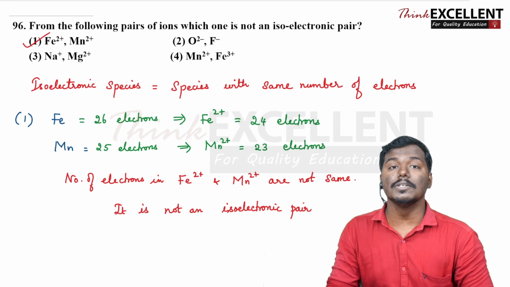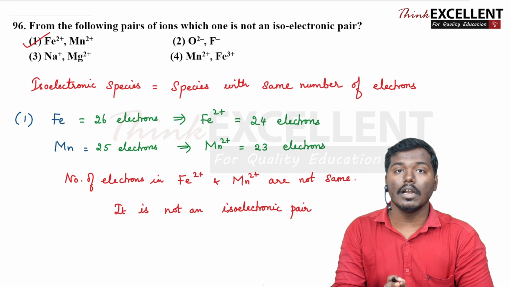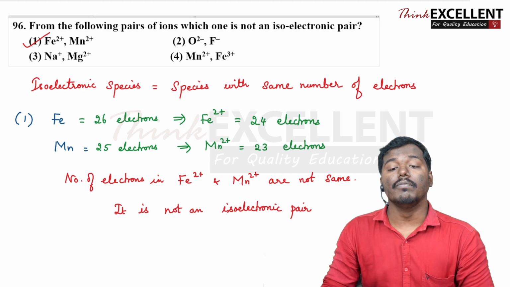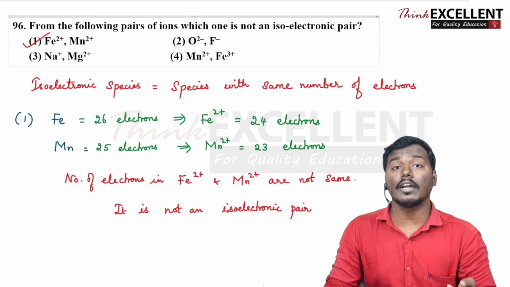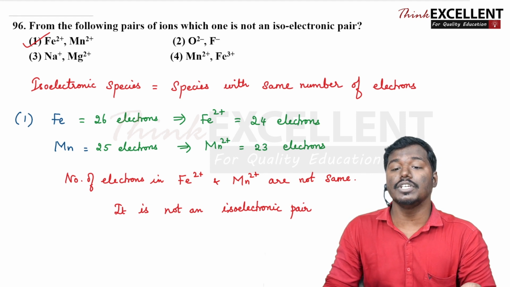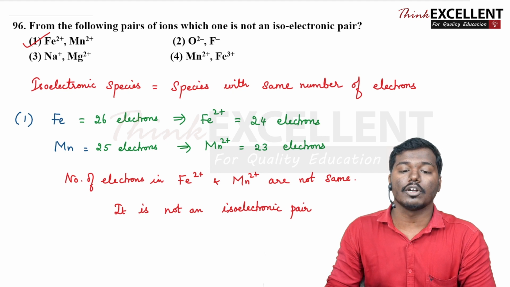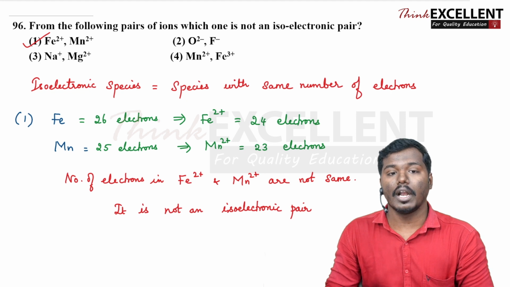We can see that a simple question from the structure of atom or the quantum mechanical model of an atom. From the following pairs of ions, which one is not an isoelectronic pair அப்படினு கேட்டிருக்காங்க. So நம்ம isoelectronic ions, isoelectronic species அப்படினு படிச்சிருக்கோம். That is the species with the same number of electrons, right? So அப்ப first optionல பாருங்க Fe2+ and Mn2+. So Fe ல totally 26 electrons. So Fe2+ means 2 electrons lose பண்ணிருக்கு, so 24 electrons இருக்கு.